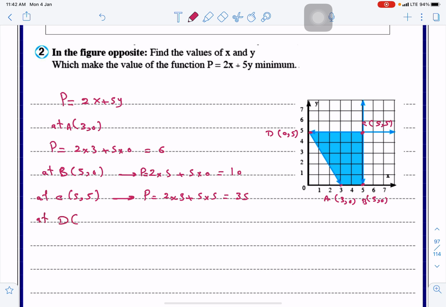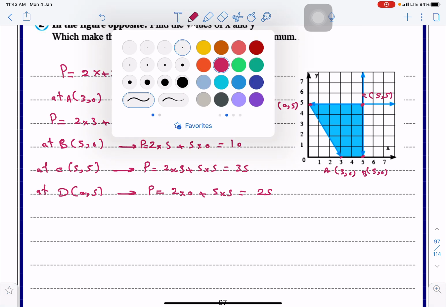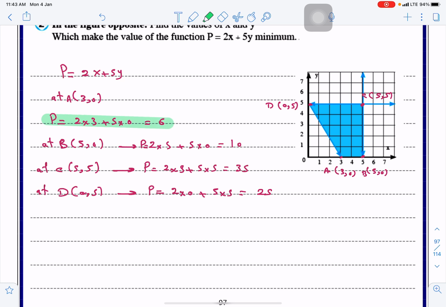At the point D, 0 and 5, P equal 2 times 0 plus 5 times 5 equal 25. So this is the minimum value of the function, at point A, 3 and 0.